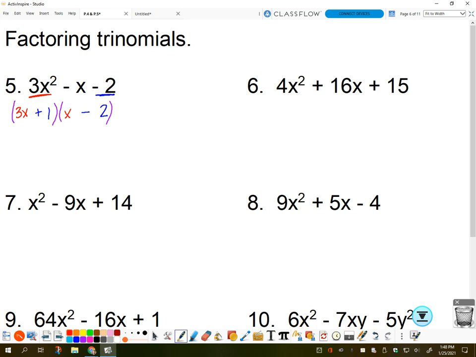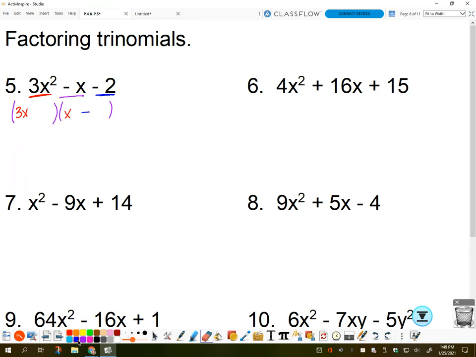So the check part comes into, do you know whether you're getting the right middle term? So we check by doing the outside and the inside. That's going to be negative 6 and positive 1 the way I have it. If I add those together, that's not going to give me negative 1. So something is not okay about what I have. So let's see if we switch the 2 and the 1, if that fixes our problem.